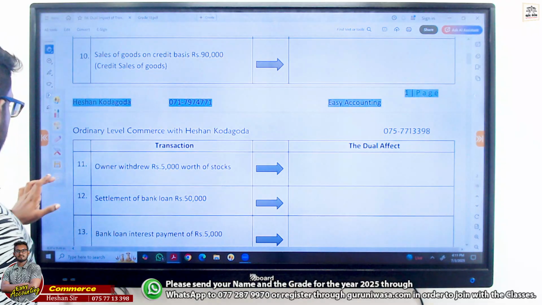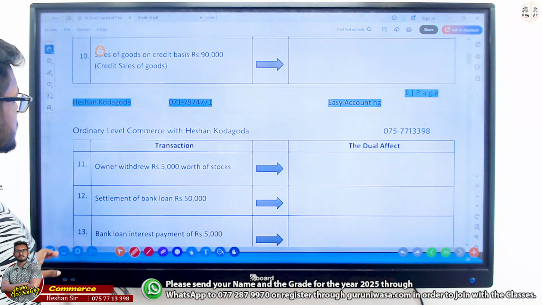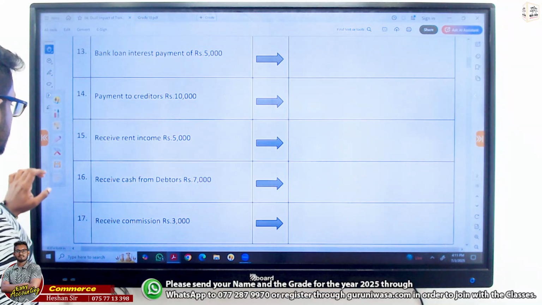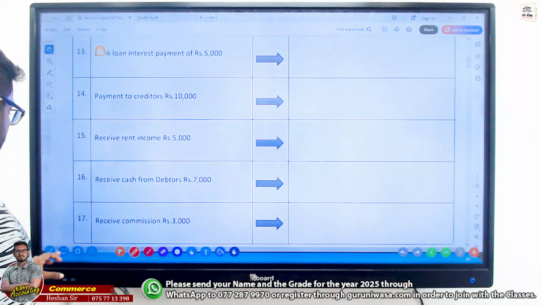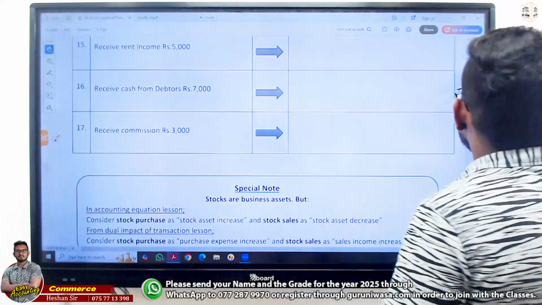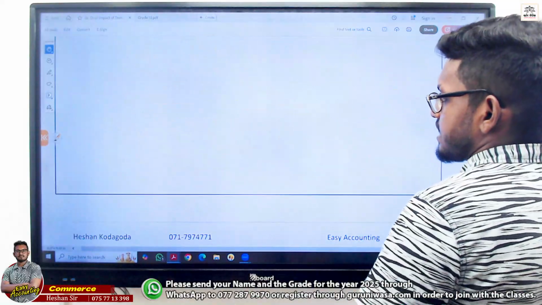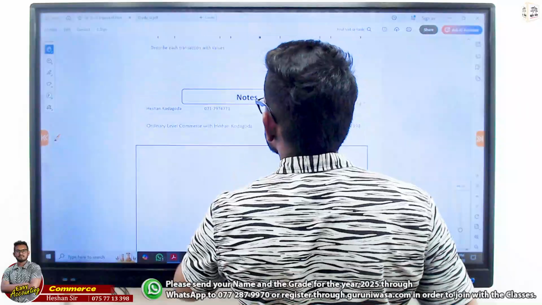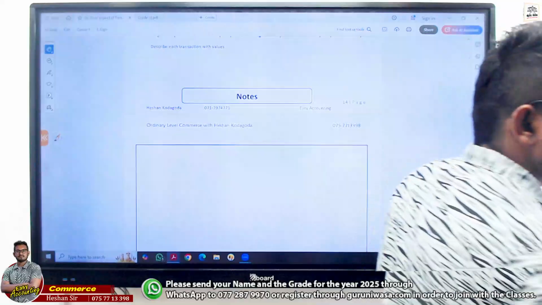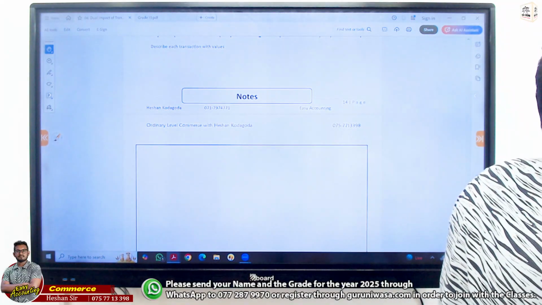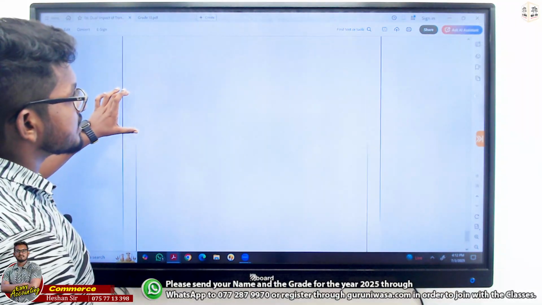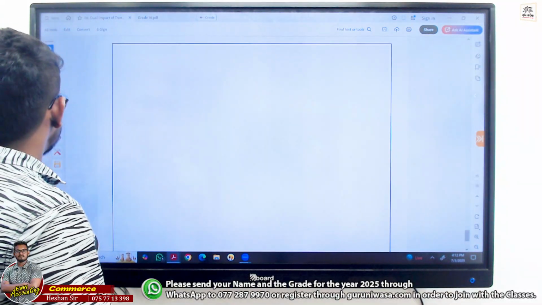This part is really important. We need to finish a lot today. I think in the last page there's an additional note. Can you hear me, guys? You can see the last page. There is something called notes. You can write from here. Last page. This part is really important. This is regarding the stocks.